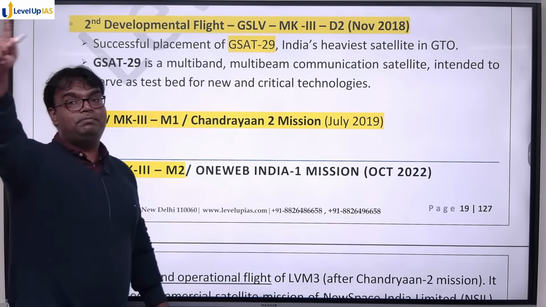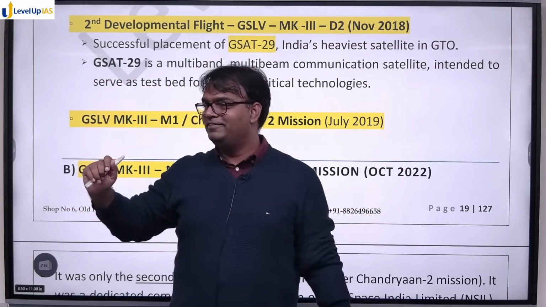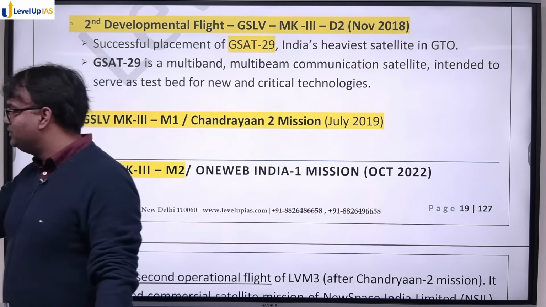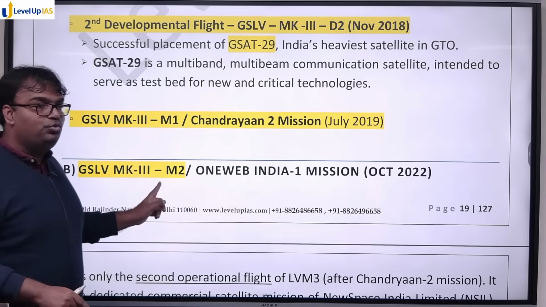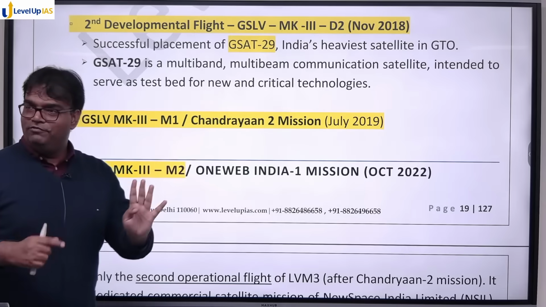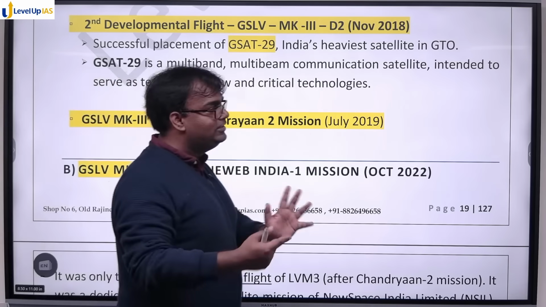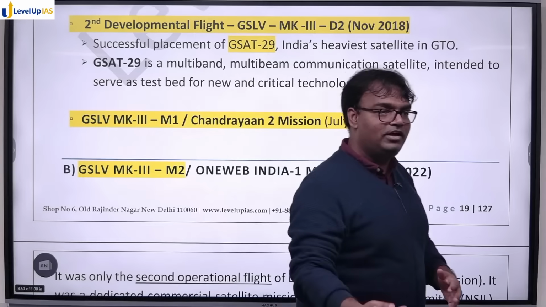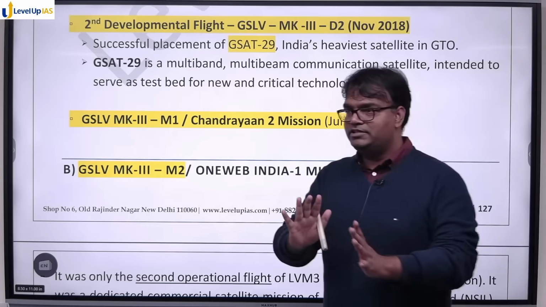In the same way, remember PSLV C54 was the 56th launch. The way LVM M2 is the 4th launch, LVM M3 would be the 5th launch, LVM M4 would be the 6th launch, LVM M5 would be the 7th launch. Right? ये समझ में आ रहा है?